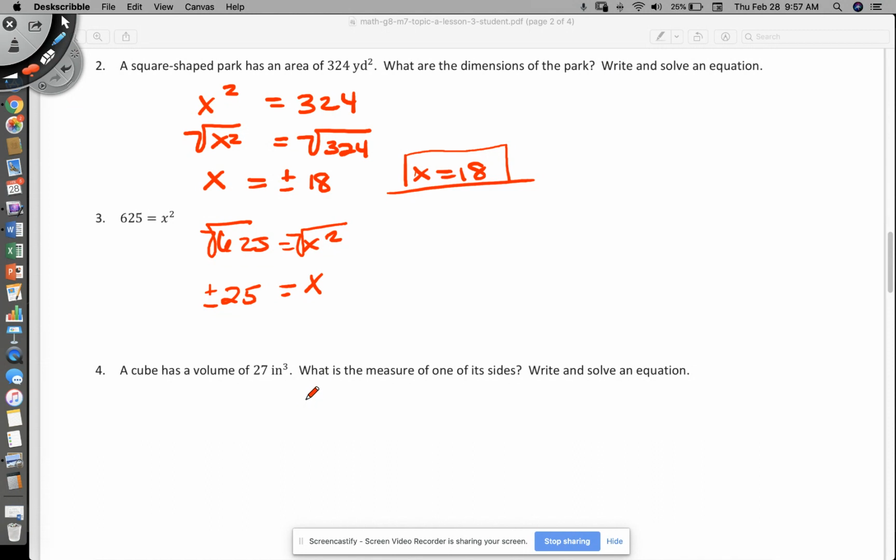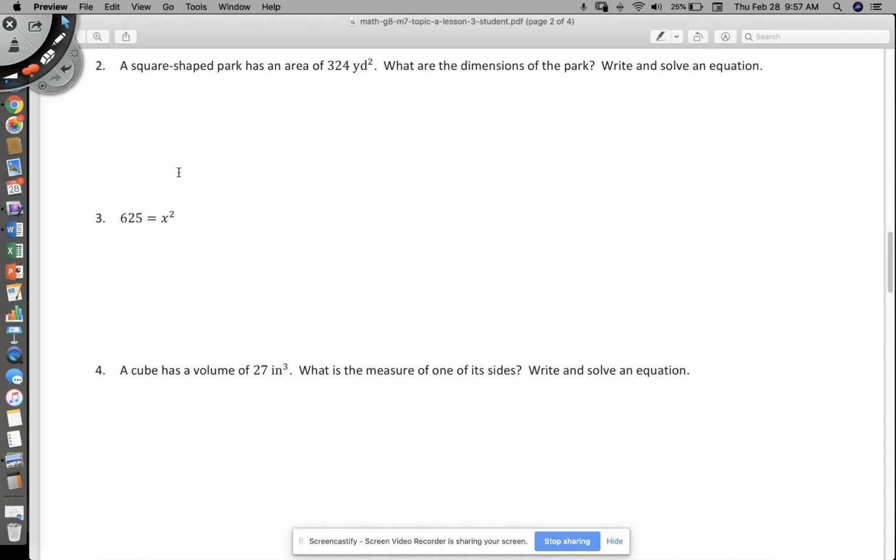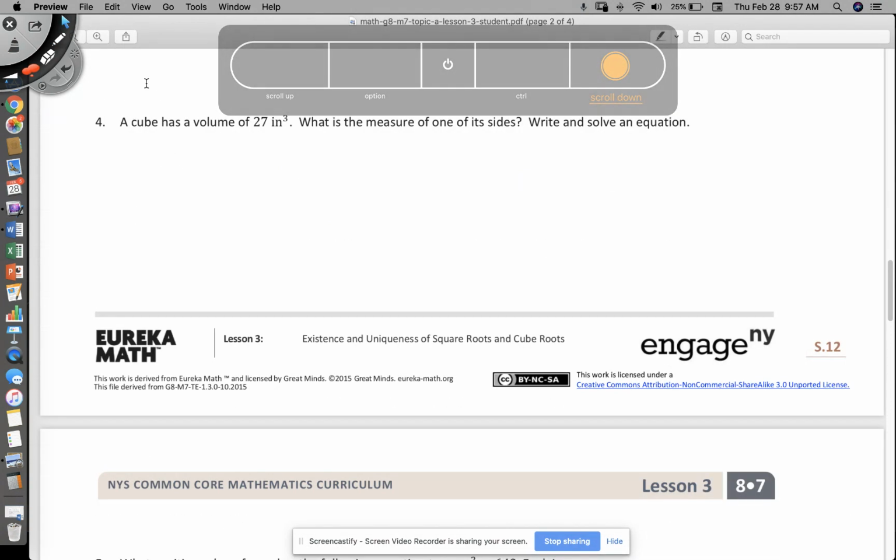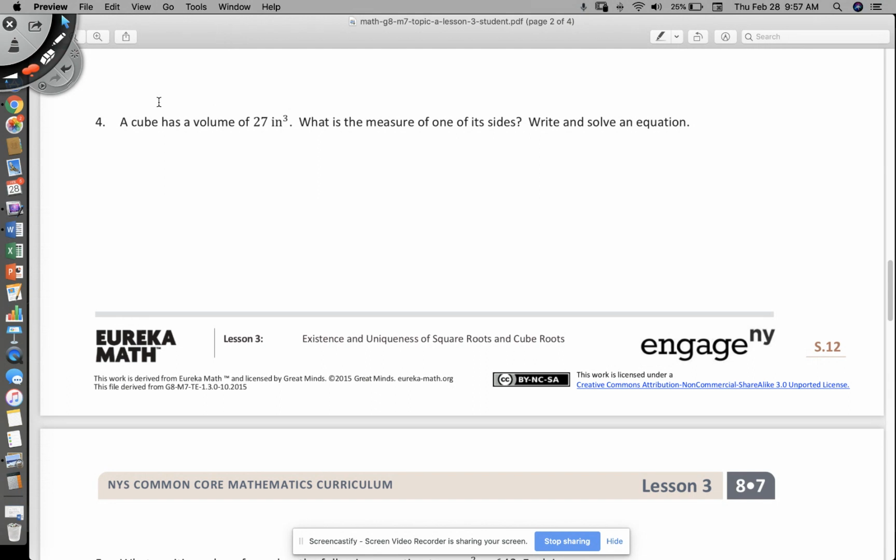Now, let's look at number 4. Number 4 is where we're going to do a cube. Here we go. A cube has a volume of 27 inches cubed. What is the measure of its sides? All right, so we're going to write x cubed equals 27. Now, I'm doing cubed because we're finding volume, so that's length times width times height. So it's three-dimensional, so we need to have that third power there.